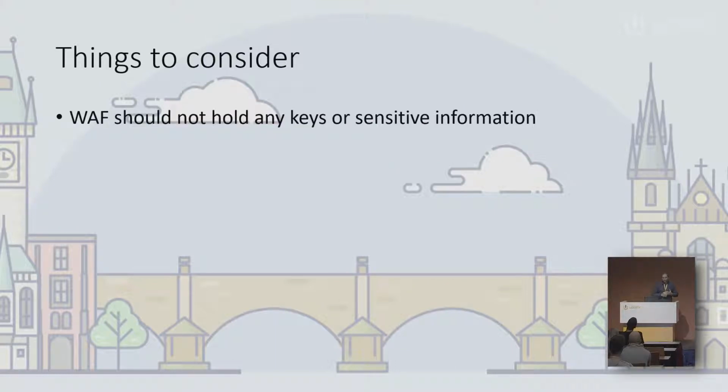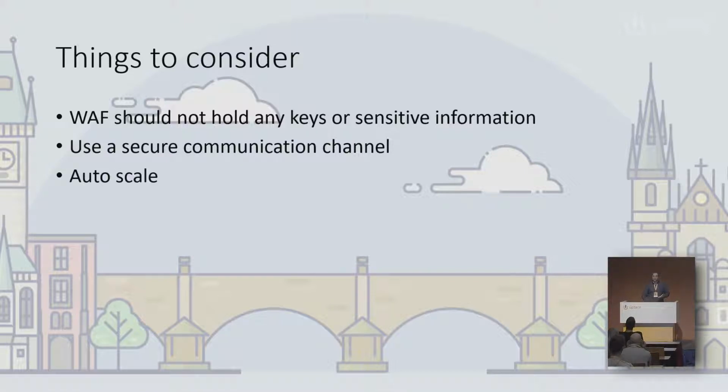Things to consider. The WAF should not hold any keys or sensitive information. Your proxy should not actually be holding connection strings to your database. That's a given. Use a secure channel. Just putting a WAF and putting HTTP does not protect you from anything. It should be auto-scalable. If you have a lot of traffic, your WAF should be able to spin off other ones so that you could have more WAFs and be able to protect your service.